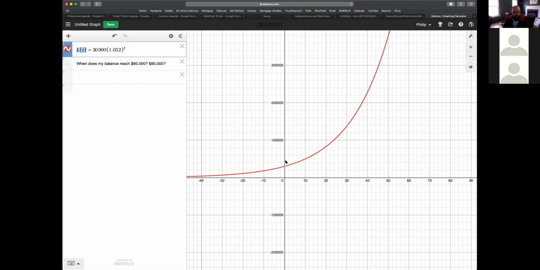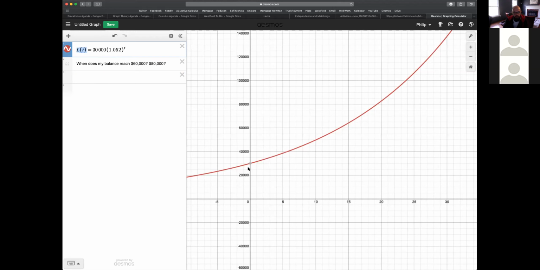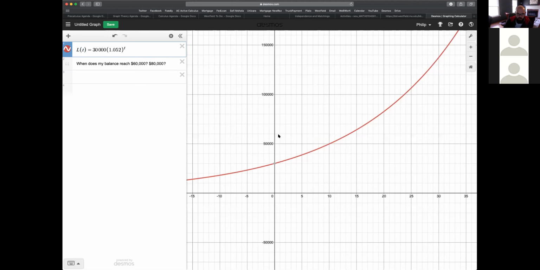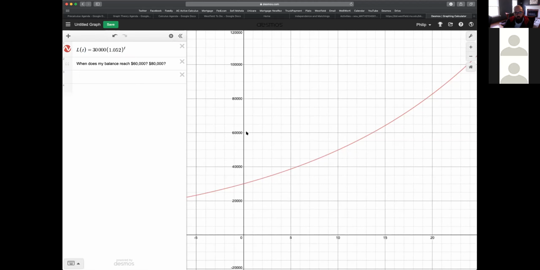We are interested in when our output, our loan balance, is equal to 60,000. Looking at the x and y axes, time is across the bottom: 5 years, 10 years, 15, 20 years. The loan balance is on the y axis: 20,000, 40,000, 60,000, 80,000. According to our example, at time zero, after no time has passed, our balance was 30,000, and then it grows from there. So when does my balance reach 60,000?